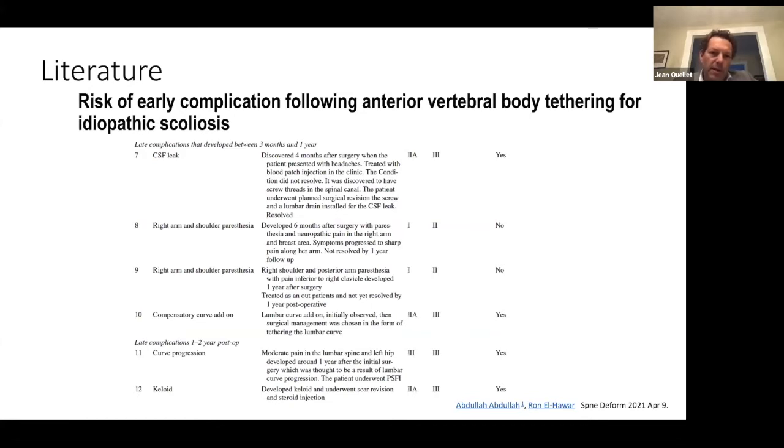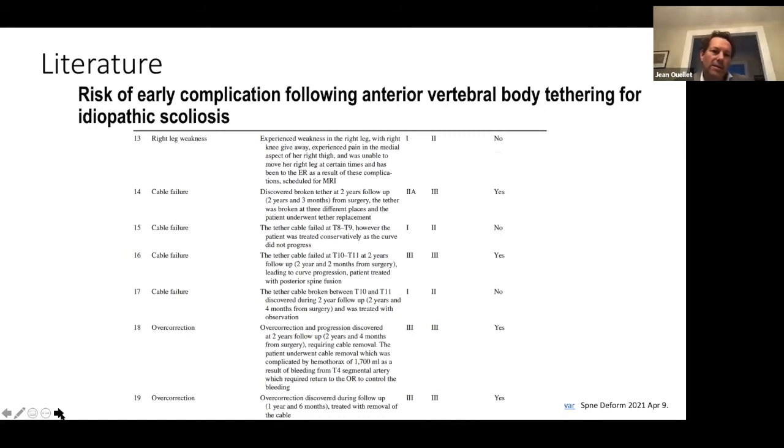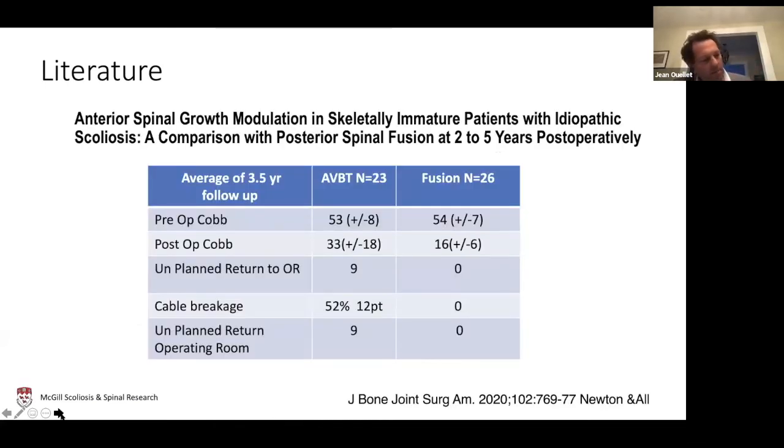You're starting to pick up, 6 months out, right arm and shoulder paresthesias, secondary to possible repeated surgery and so on. And then at 1 year to 2 years, you're starting to look at more of the so-called curve progression. In other words, you're not managing the ability to correct the deformity. The deformity is progressing. One has cable failures as well as overcorrection. So this paper gives you a nice cocktail of what may go wrong. And again, as I pointed out, there are technical complications versus device complications, and screw pullout and cable breakage.